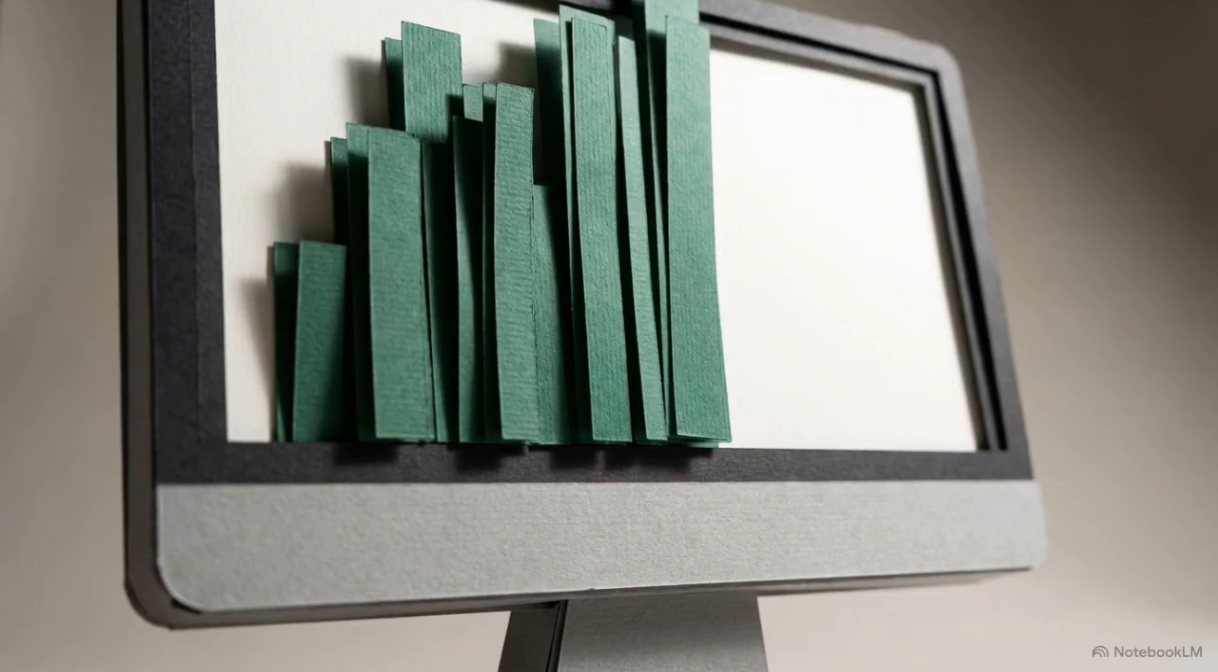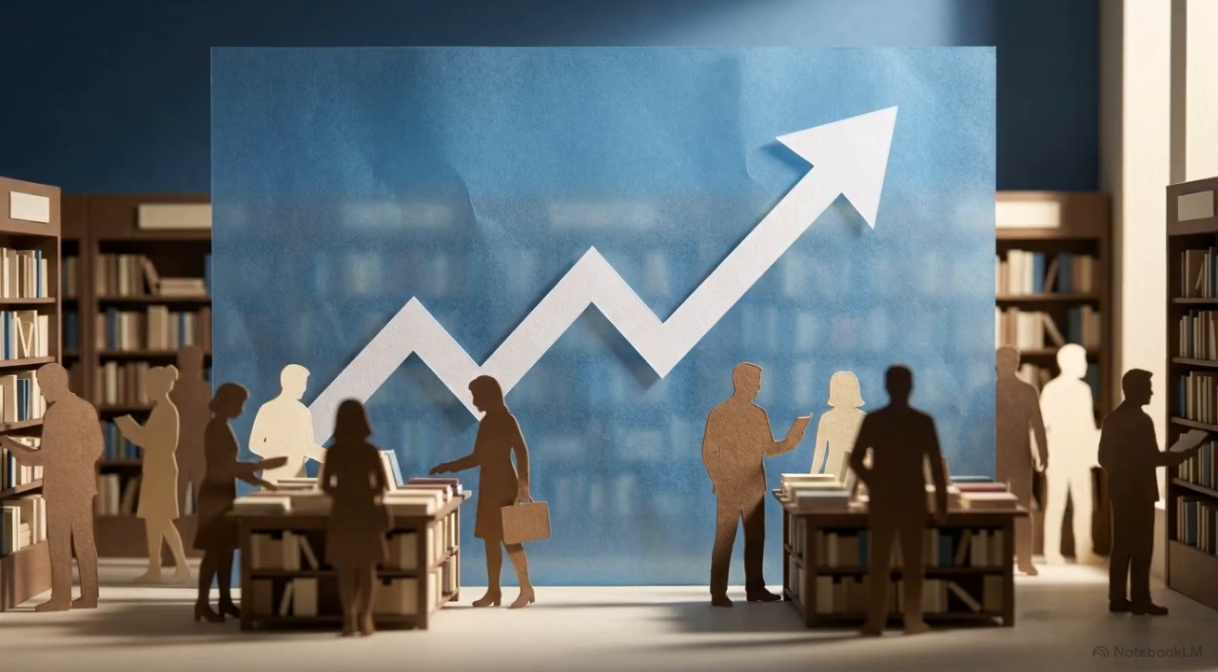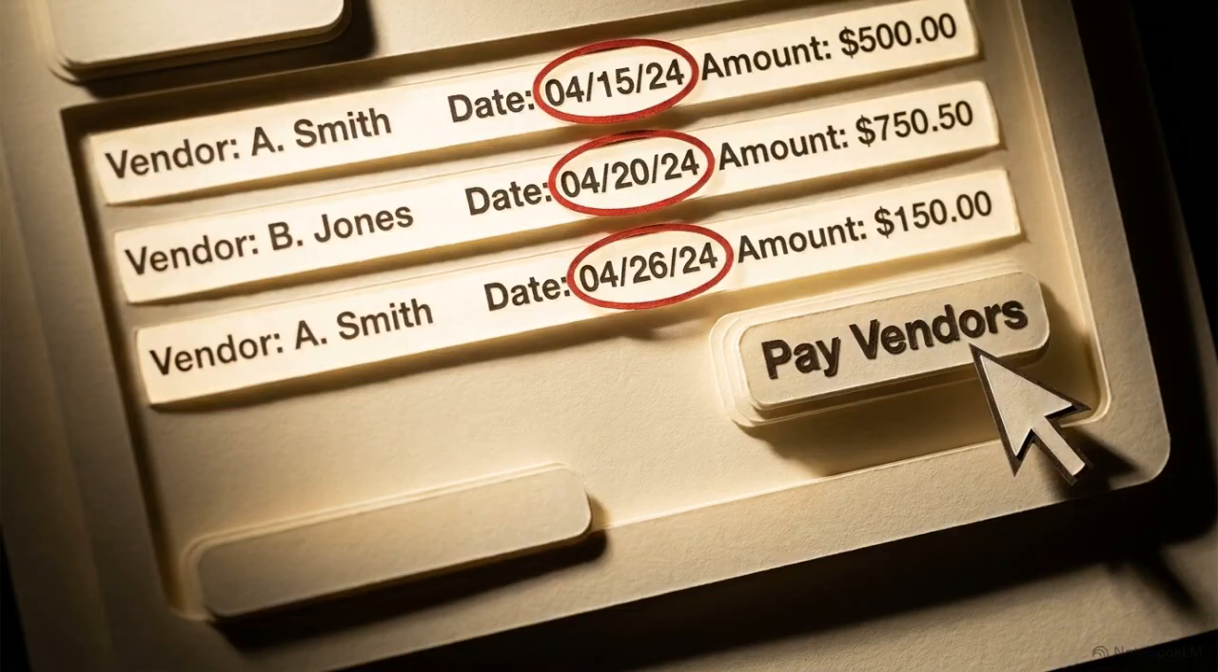This creates a mystery. Your general ledger might show a total of $5,000 in receivables, but it doesn't list the individual names of the people who owe you. To find those names, you look at the subledger. As you can see here, while the main ledger holds the summary, the subledger holds the granular details, the individual invoices and receipts that make up the total. The main ledger shows you the big picture of your store's health, while the subledger gives you the specific data you need to collect money and pay your vendors on time.